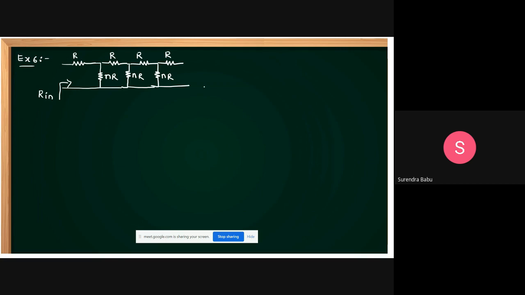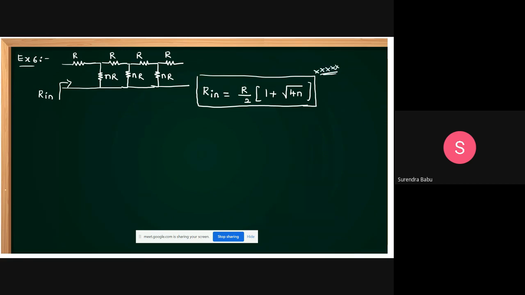This I am giving as homework for you. You can prove that Rn equal, students, R by 2 into square root of 1 plus 4. Rn equal to R by 2 into, same procedure you follow, what I explained. Rn equal to R by 2 into 1 plus square root of 4. Yes, you do that one. Same procedure you follow and you tell the answer.